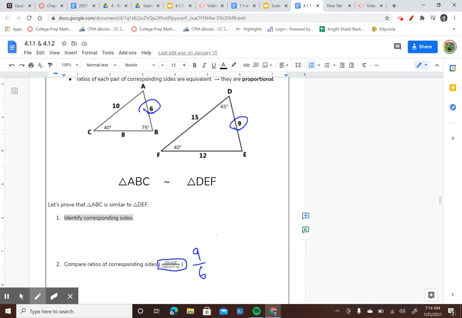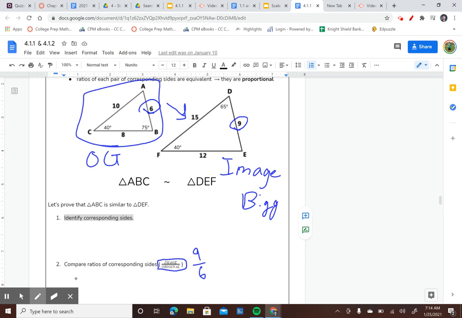So what that means is that this shape here is called the image. Think about it. If this is the original here, the OG, and it were to look in the mirror, then it would see its image. And notice its image is a little bit bigger than the original. So here we have the image, the reflection, the copy, and then we have our first figure, our original figure.